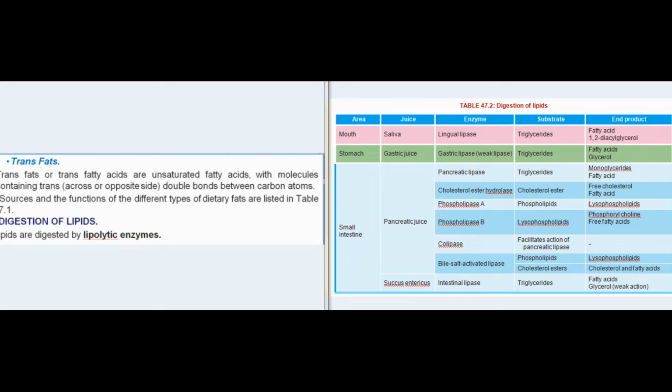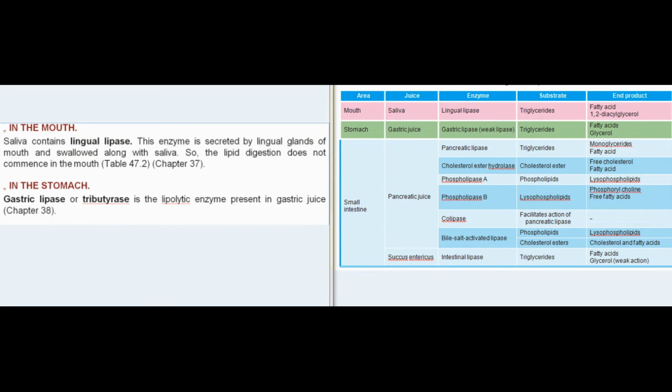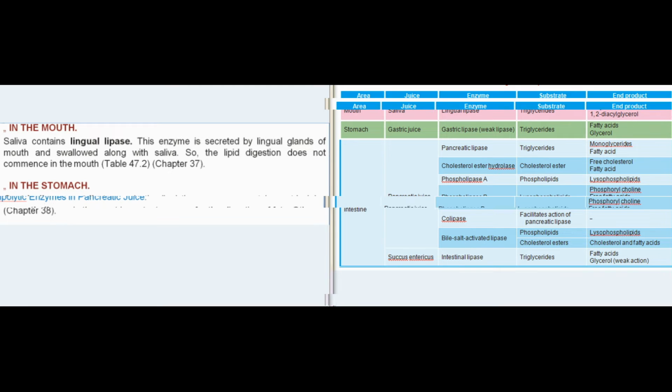Digestion of lipids. Lipids are digested by lipolytic enzymes. In the mouth. Saliva contains lingual lipase. This enzyme is secreted by lingual glands of the mouth and swallowed along with saliva. So, lipid digestion does not commence in the mouth. Table 47.2, Chapter 37. In the stomach. Gastric lipase or tributyrase is the lipolytic enzyme present in gastric juice, Chapter 38.